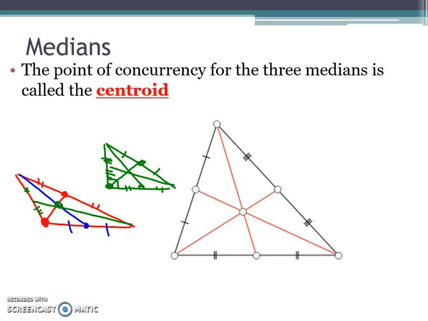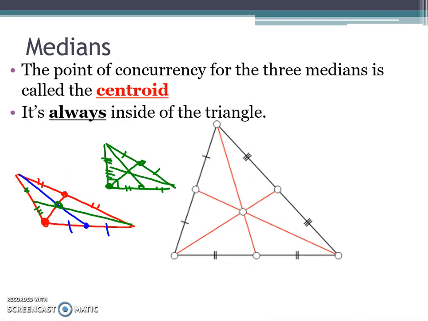The point of concurrency for the 3 medians is called the centroid. It's always inside of the triangle. What it looks like. Concurrency means where they cross, where they meet and party, right? So from here, this is your median, this is your median, this is your median. A triangle has 3 medians. And where they meet in the middle, right here in the center, the party place, we call this the centroid.